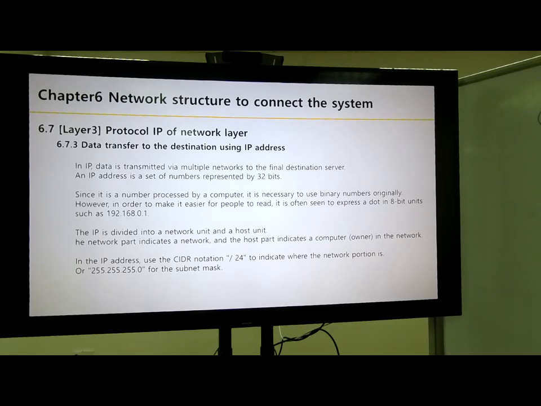So the IP is divided into a network unit and a host unit. The network part indicates the network, and the host part indicates a computer in the network. In the IP address, we use the CIDR notation. /24 means that.